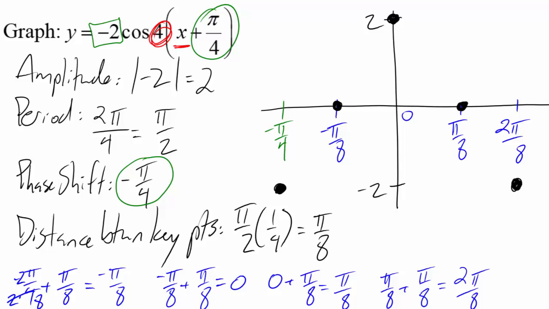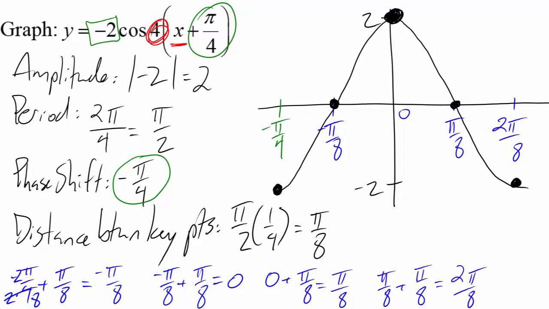So now that we've got those points plotted, we're just going to go ahead and connect the dots with a nice smooth curve, or at least a good approximation of one, like so. Now you can see I missed here a little bit at the top of the graph, so you can make that point a little bit bigger, and I also kind of missed here at the pi over 8. This is our graph of one complete period of the graph of y equals negative 2 cosine of 4 times the quantity x plus pi over 4.